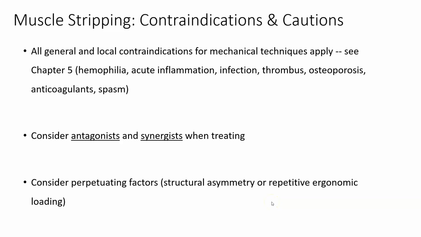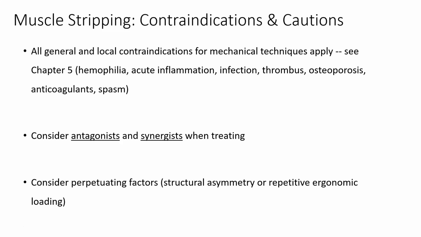Contraindications, of course, all general and local contraindications for mechanical techniques apply. Again, chapter 5. When we're looking at significant contraindications, hemophilia, obviously if someone's a bleeder or they're on anticoagulants, we wouldn't do this at all because the likelihood of bleeding and bruising would be extremely high. We never ever apply deep techniques over acute inflammation or infection. If you have a blood clot there, of course you wouldn't do it. And again, because of osteoporosis, we'd have to be very careful with pressure. The same with spasm.